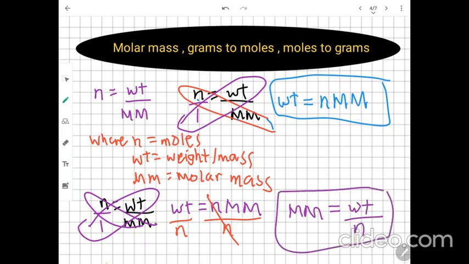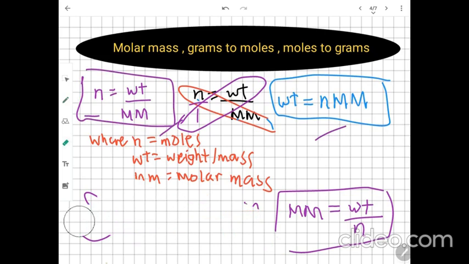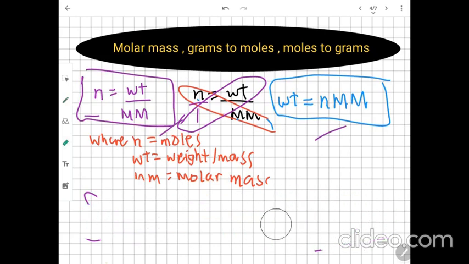So, meron ka ng tatlong formula. For your moles, you have weight over molar mass. For weight, you have moles times molar mass. And for your molar mass, you have your weight over moles. Okay? So take note of these three formulas. Let's square here, here, here, and here. Let's erase this. Let's consider calculations.